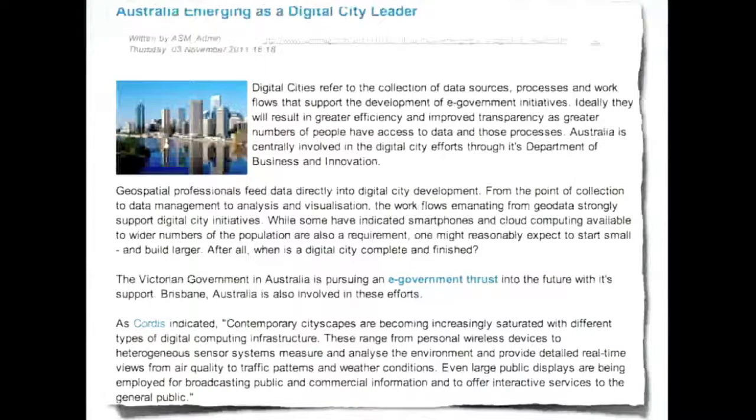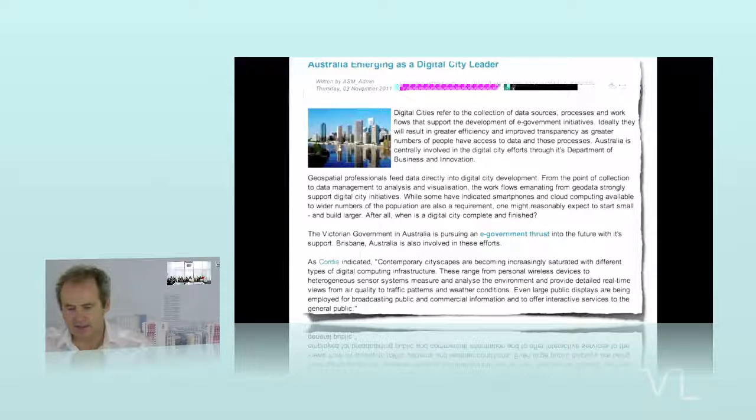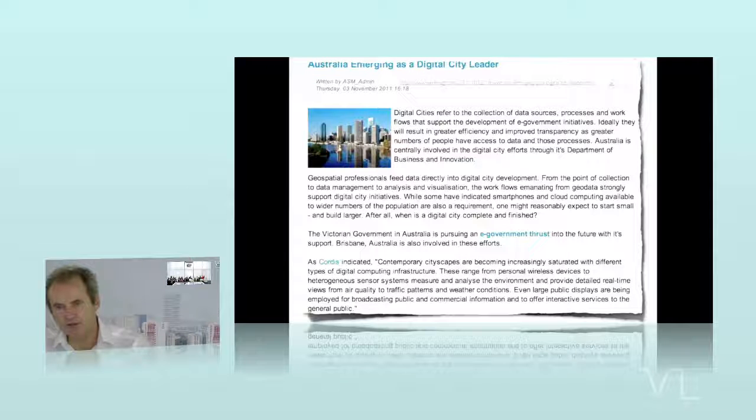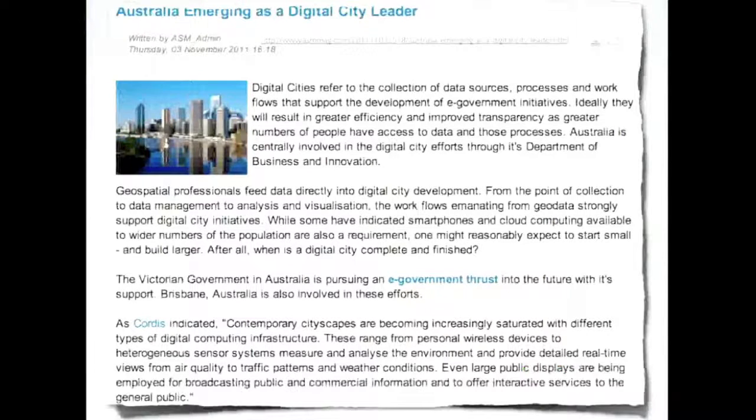As we go back to the data mining issue, this is also very new. This is from the Thursday, 3rd of November, last week, where we see that whole cities are emerging as so-called digital cities. Australia is very active in this area, because Australia, by the nature of its geography, is very, very stretched apart. And in Australia, digital communication and digital exchange was a big issue. And now whole cities are taking this approach. So it's the e-government thrust into the future with its support. Brisbane, Australia, is also involved in these efforts. So this is an example from Brisbane, but there are many other Australian cities which are diving into this efforts.